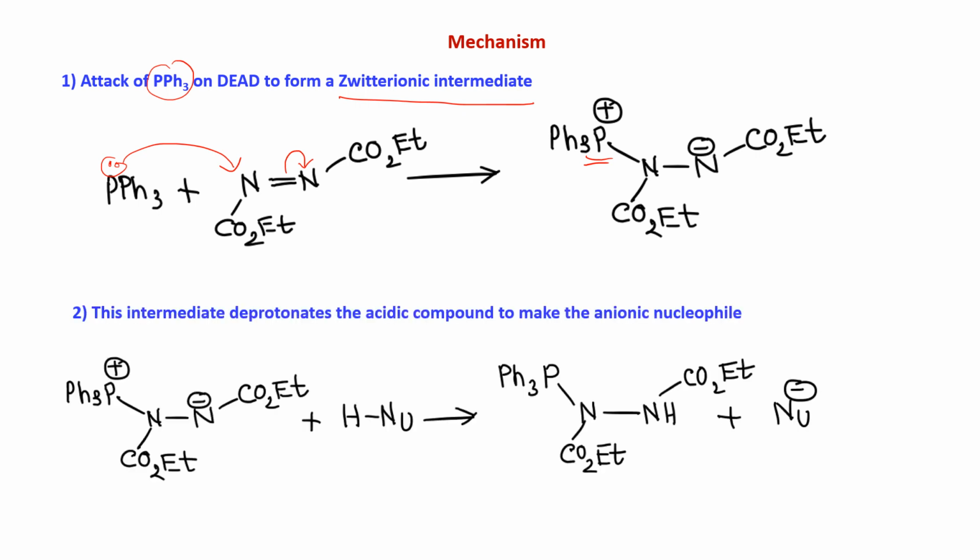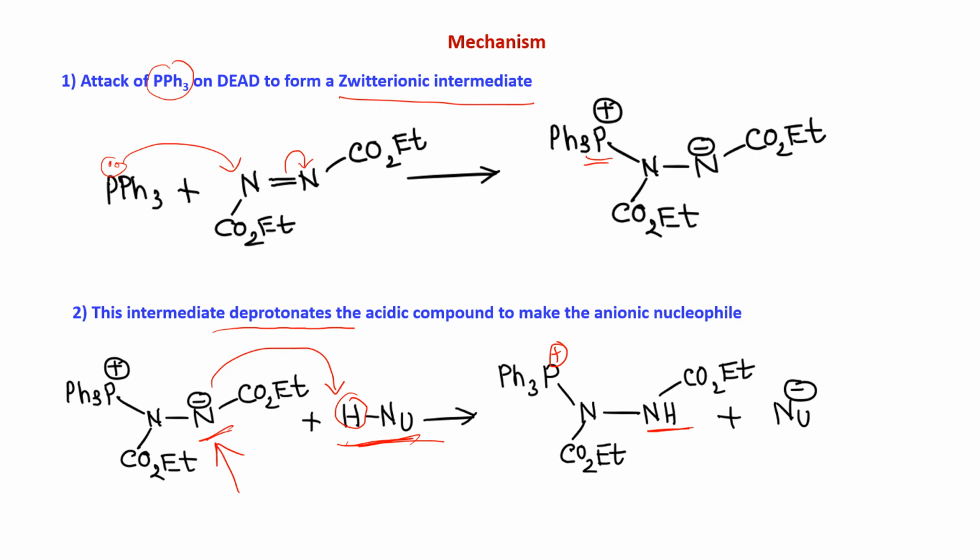What is happening in the second stage? This intermediate will deprotonate the acidic compound. So this H will be taken by this negative charge. There is one positive charge, and now this is NH, and the negative charge, which initially was on N, is now on the nucleophile. As I mentioned in the previous slide, HNu must be acidic, otherwise there will be a side reaction, in which, instead of the nucleophile generated from HNu, this compound will act as the nucleophile, which is not expected.